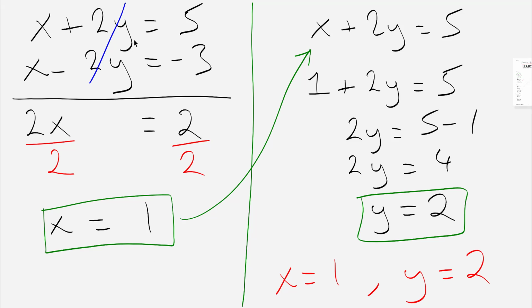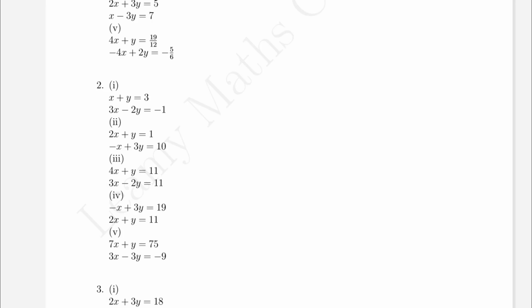So all I had to do in this example was just add the two lines, because the plus 2y and the minus 2y cancelled out, leaving me with just x's. So this was a very simple introductory example. So let's have a look at a slightly more difficult example. The next one I'm going to go through with you is question 2, part 3. 4x plus y equals 11, 3x minus 2y equals 11.